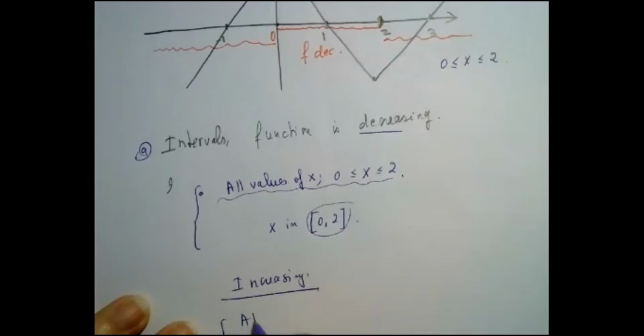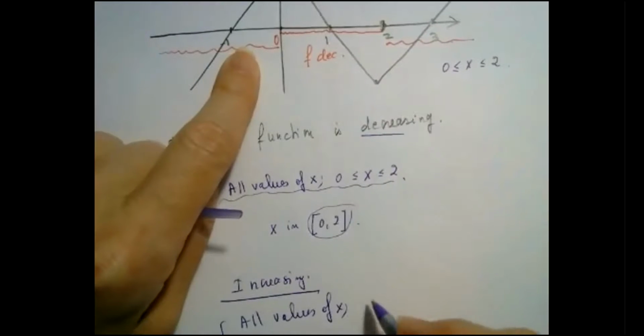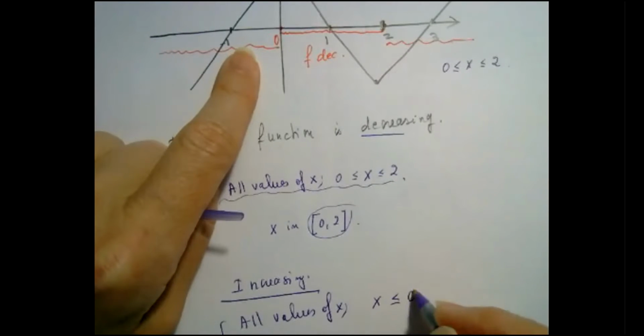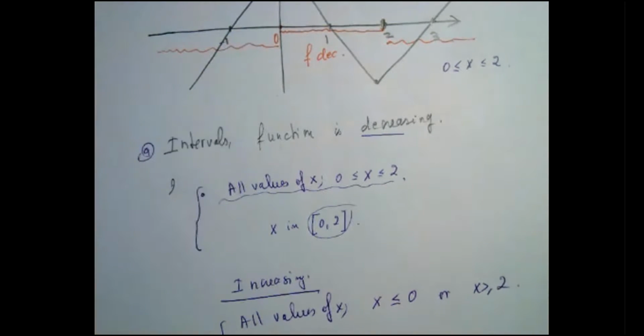So for all values of x such that, I'm gonna describe all those inputs up to 0. What characterizes them? They are either less than 0 or greater than 2. So in interval notation, you can say all the values of x which are in the following interval.